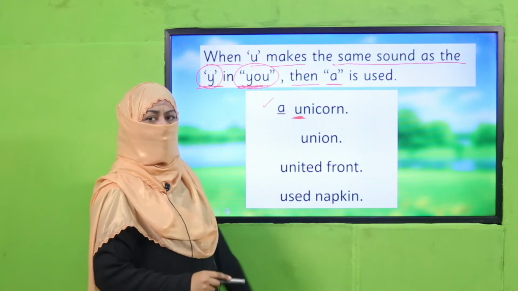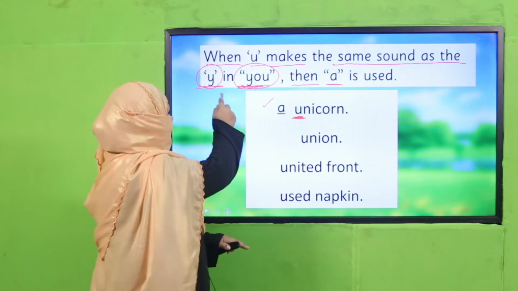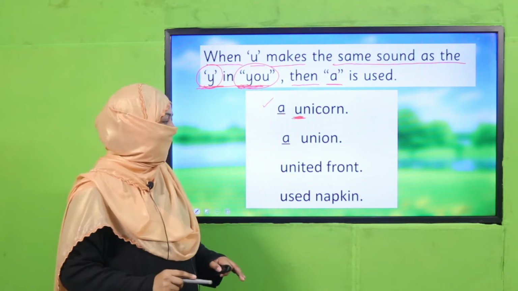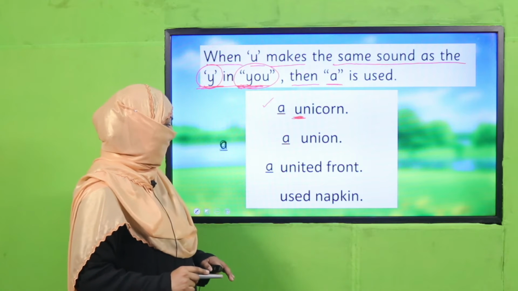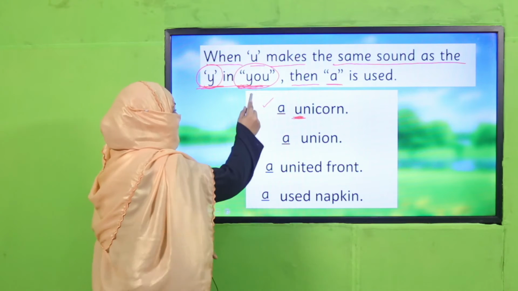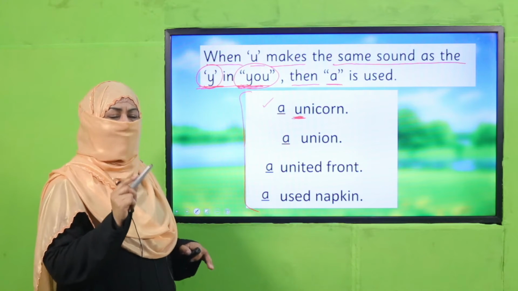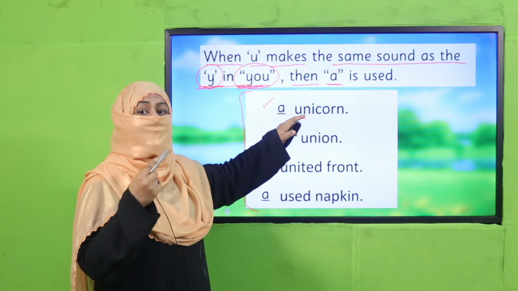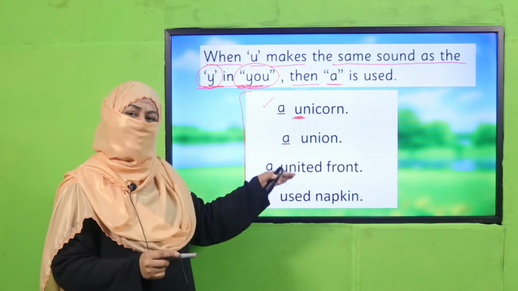Likewise, say this word. What is this? Union. So it is giving a Y sound, like over here. So that's why we'll use a instead of an. A union. A united front. A used napkin. Okay? So these are the exceptions of using a. All right? We don't use an with these sounds. When a vowel is giving a consonant sound, then instead of an, we use a.